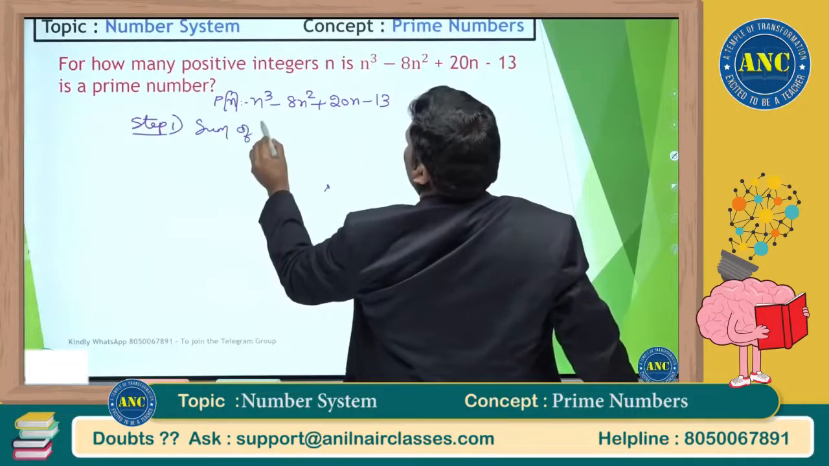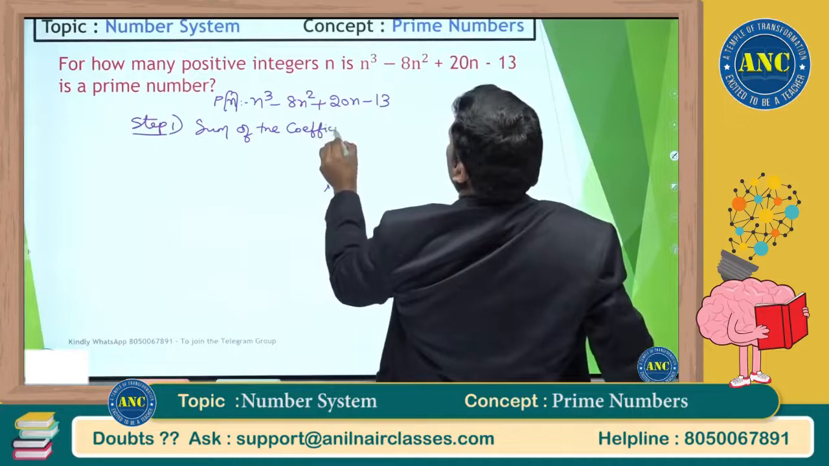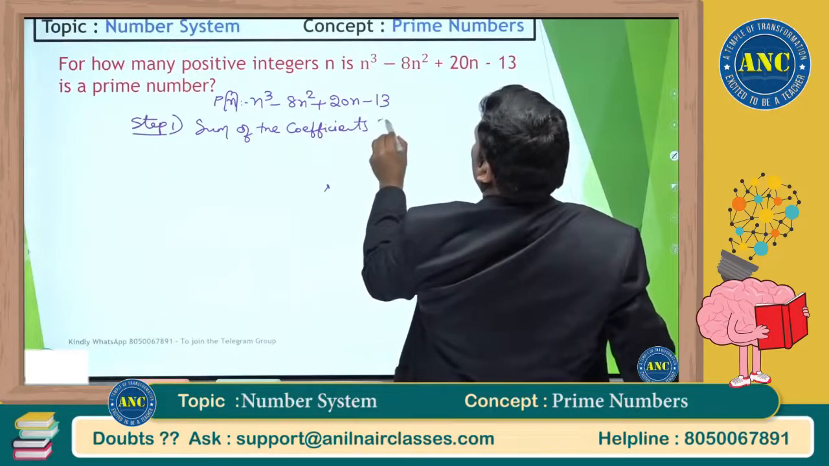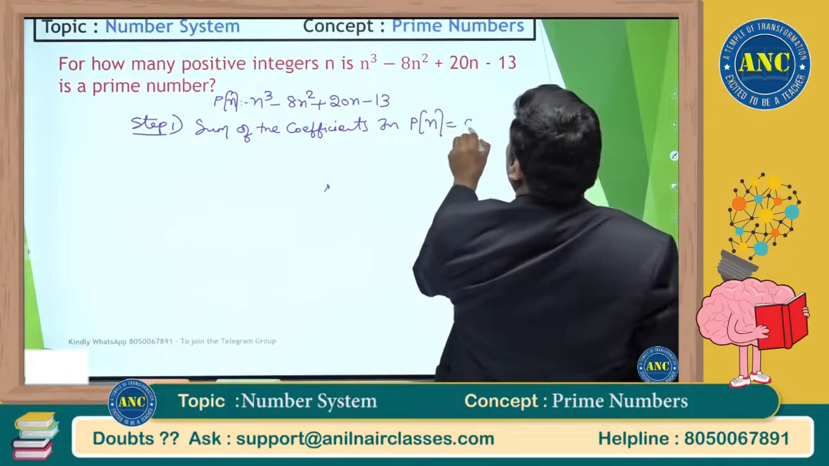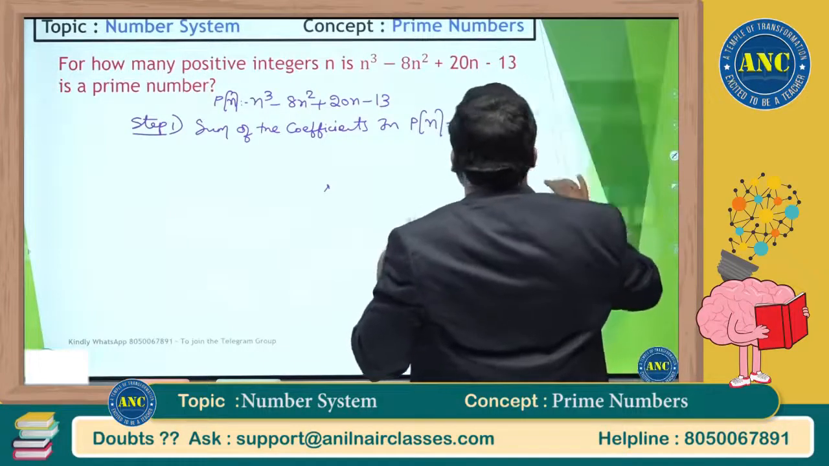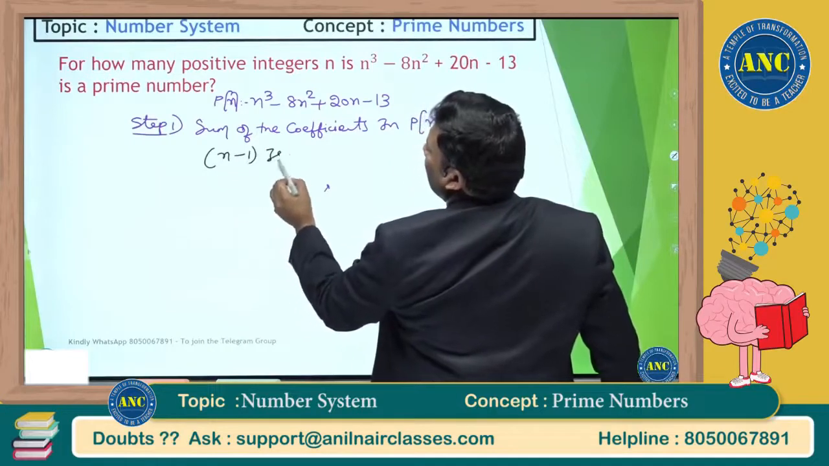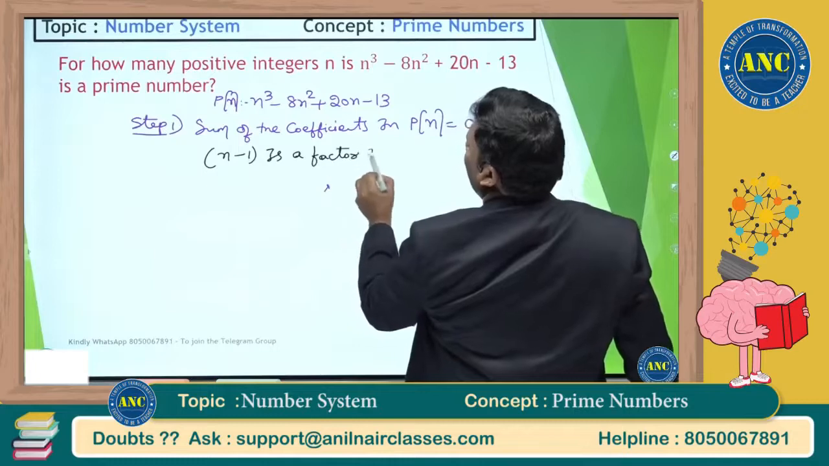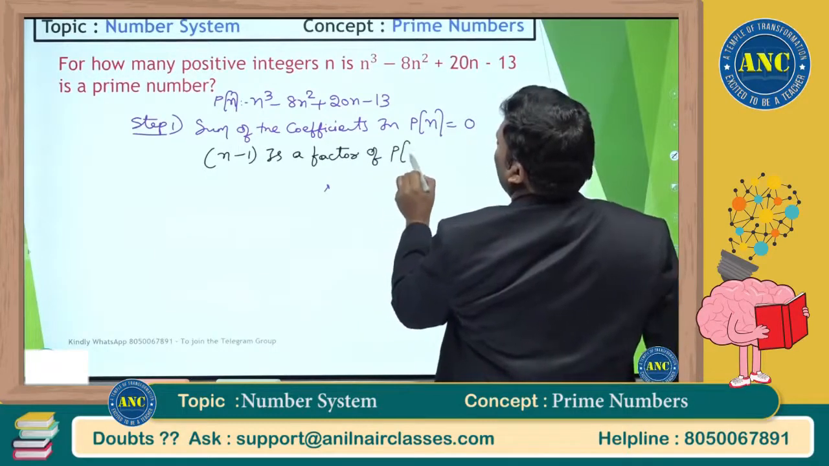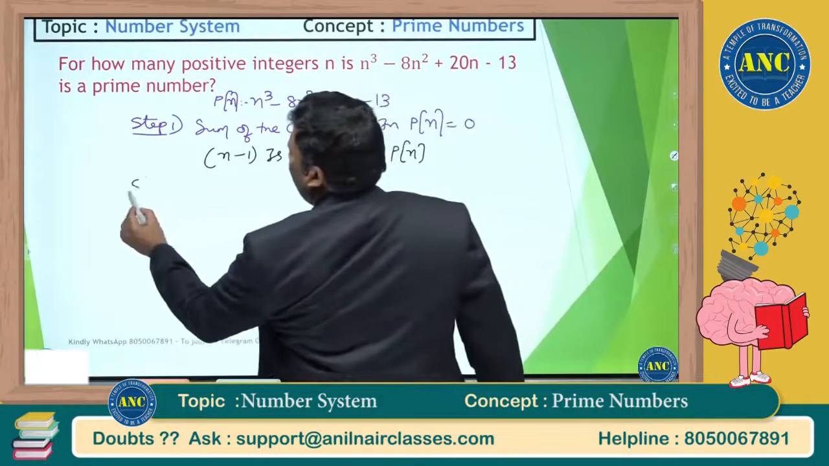Sum of the coefficients in P of n, if it is 0, then n minus 1 is a factor of P of n. First key point. Step number 2.